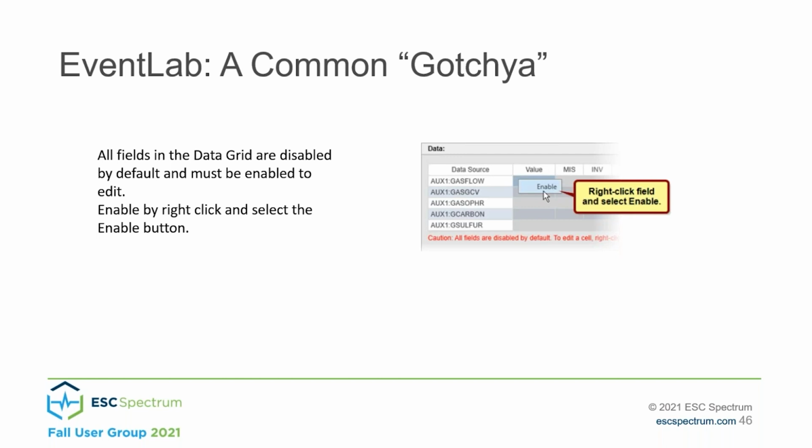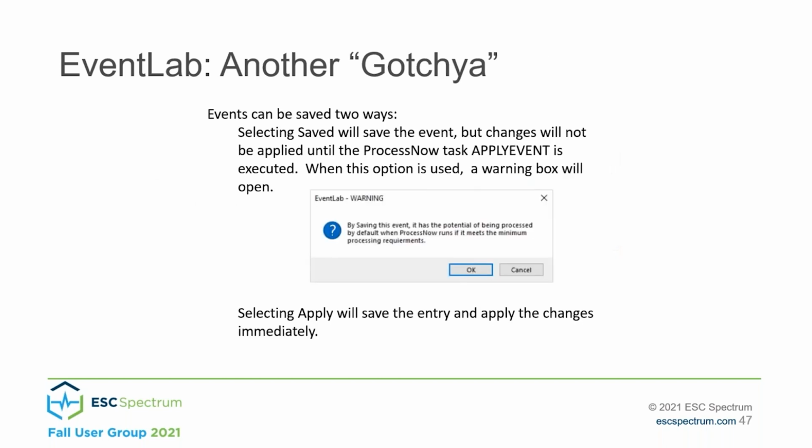Another thing that people tend to forget is that not only can you make a change and save it within DataLab, but selecting save will save the event, and the changes won't be applied until process now runs every hour. When the option for saving is selected, it'll also give you a DataLab warning. If you hit apply and save the entries, the change will be made immediately.